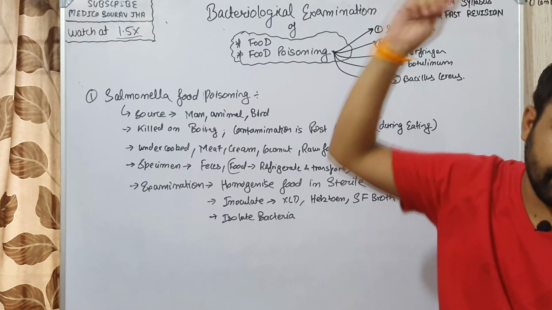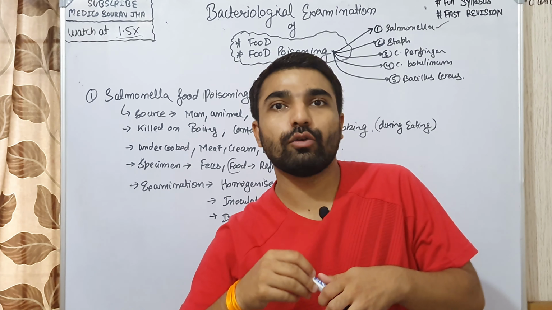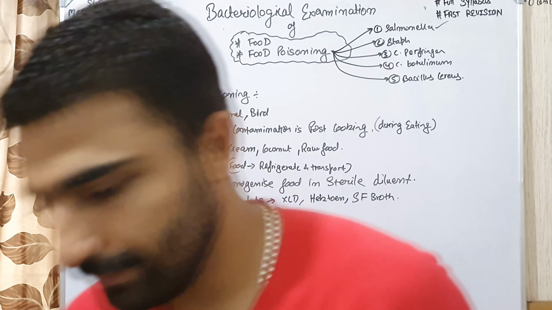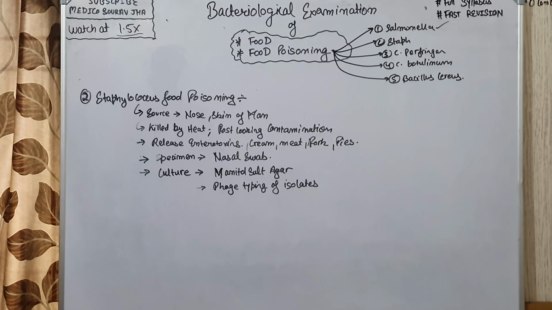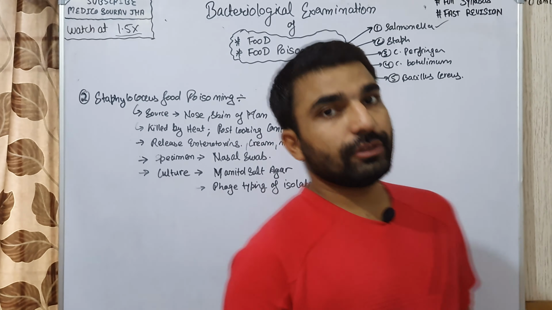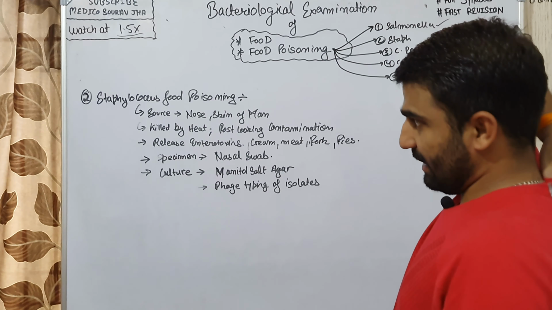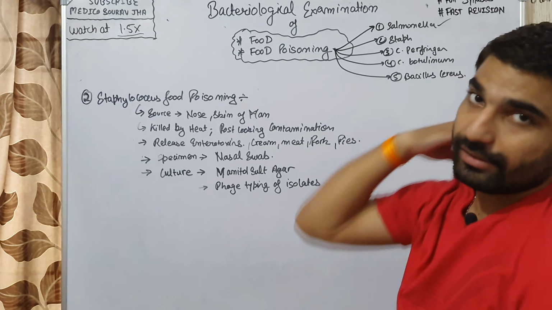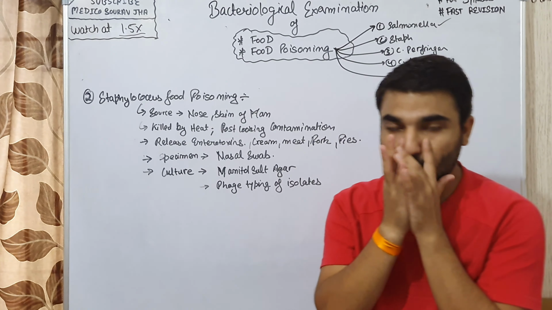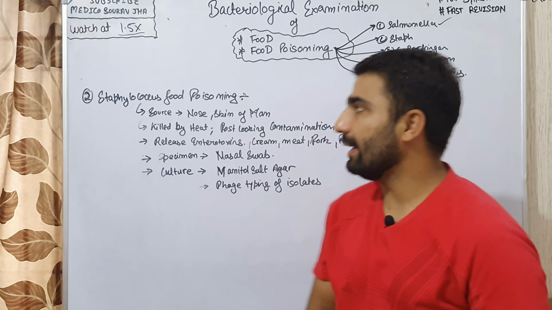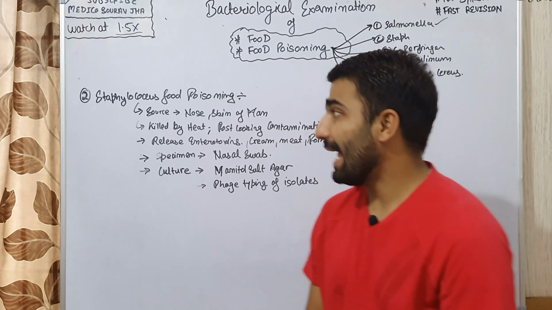Okay, so we will move to the next, which is Staphylococcus. First, salmonella is already discussed, and second will be Staphylococcus bacteria. Now we are on the second cause of food poisoning, that is Staphylococcus aureus bacteria. So the source can be the nose and skin of man. It is killed by heat, it doesn't love heat, it hates heat.